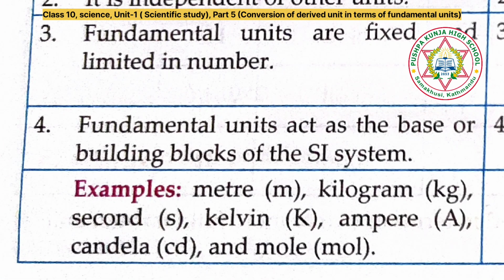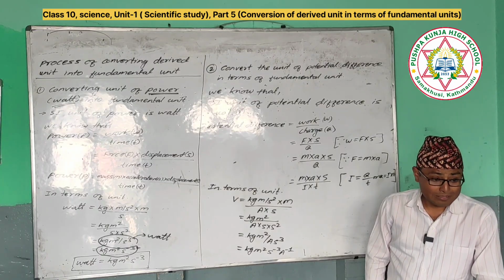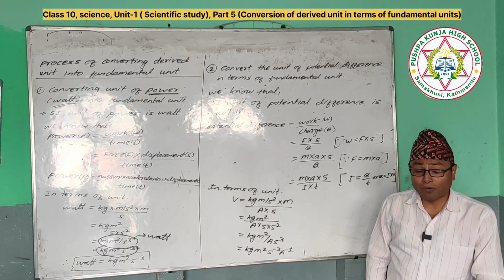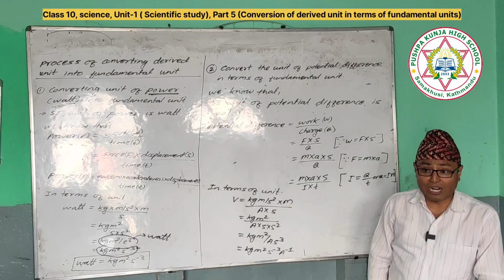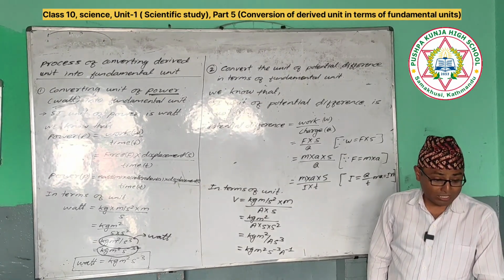For example, there are only 7 fundamental units: meter, kilogram, second, Kelvin, ampere, candela, mole. These are the 7 fundamental units. They are fixed. And derived units, there are many. The derived unit examples are the same, but there is a mistake. Do correction. In derived unit, write meter per second, meter per second square, kg per meter cube, Newton, watt, Pascal. The book has the same, so do correction on Newton.